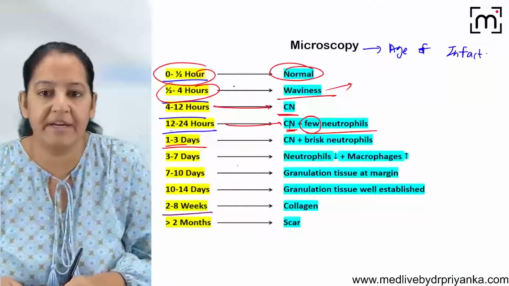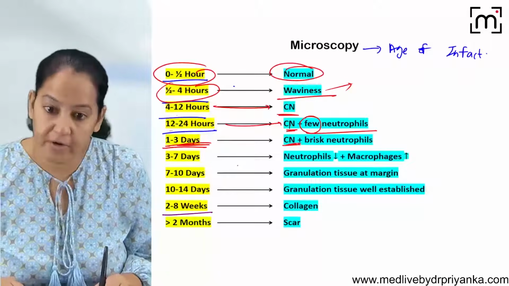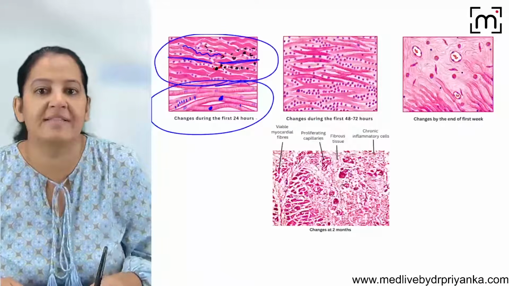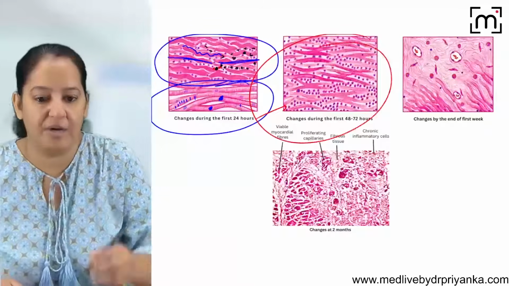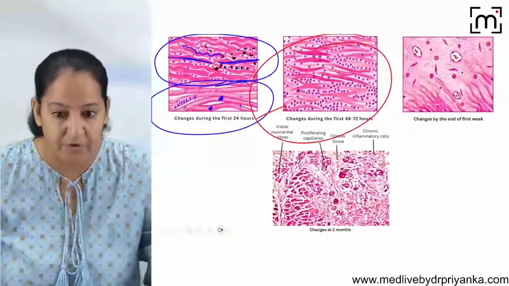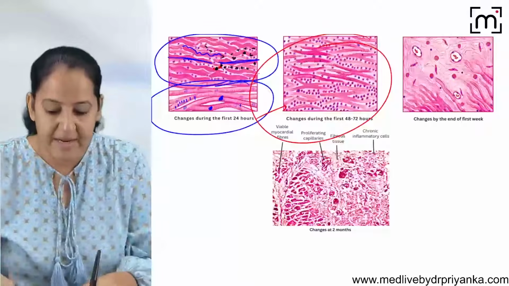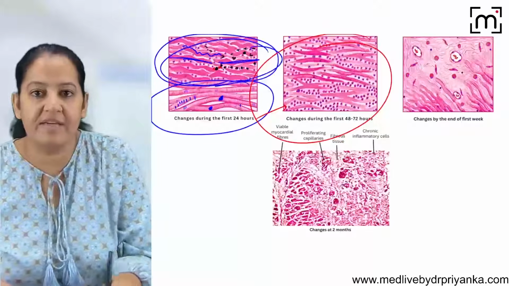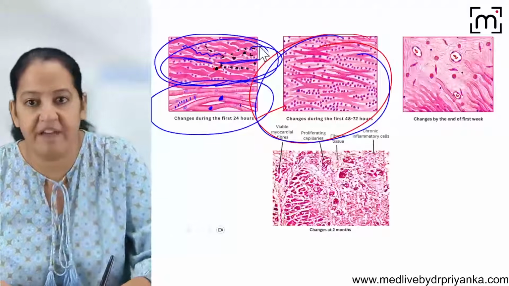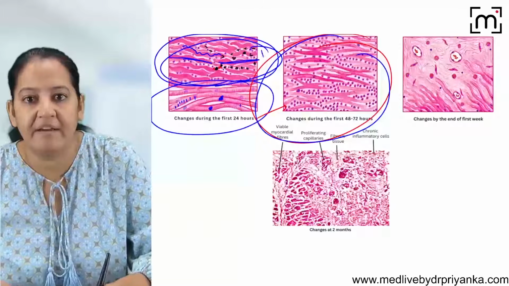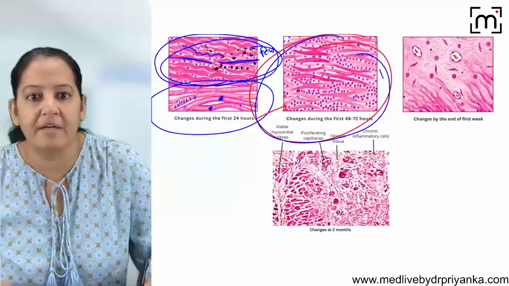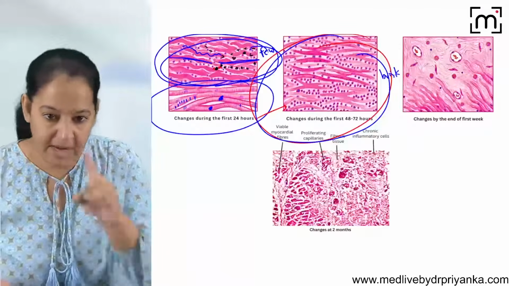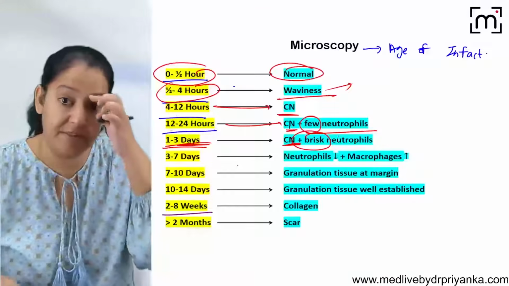Now come on, 1 to 3 days. 1 to 3 days: coagulative necrosis, but brisk neutrophils. See this diagram. Can you appreciate the background? Abundant neutrophils. See the first diagram, see the second diagram. In the first diagram also you can see the neutrophils here. Here also you can see, but appreciate, here we have few neutrophils and here we have abundant, brisk neutrophils.